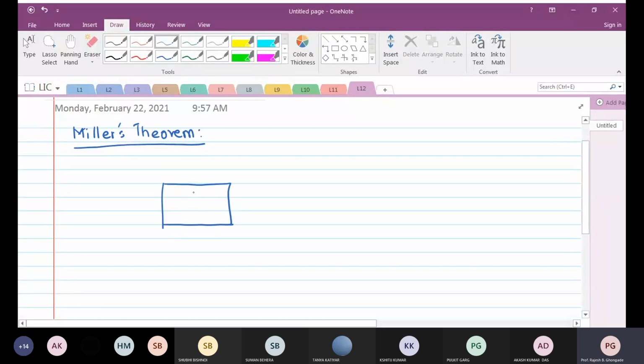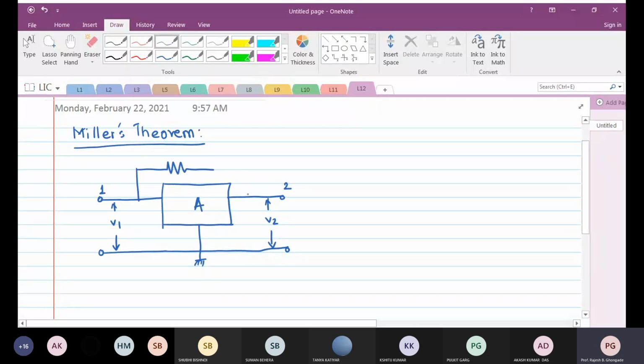For example, if you have a voltage amplifier with a gain equal to A, this is the input terminal, this is the output terminal, and we have seen such a model. Most of the time this will be ground. This is node number 1, this is node number 2. Here you have V1, the input voltage, and here you have V2, the output voltage. Then we have an impedance connected between the input and the output. We'll call it Z. And the current flowing through this Z, we are going to call I1.